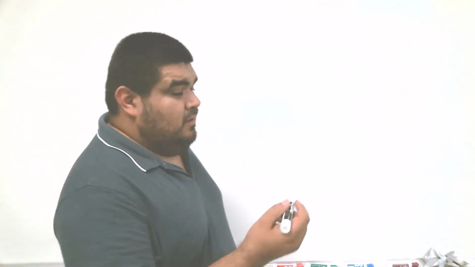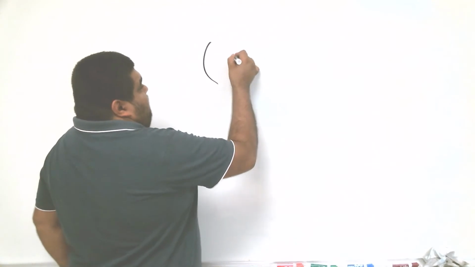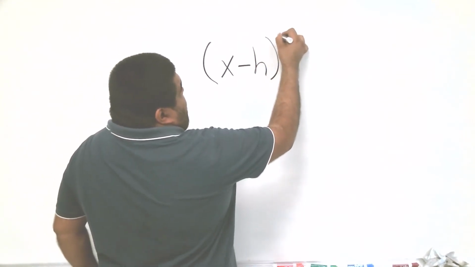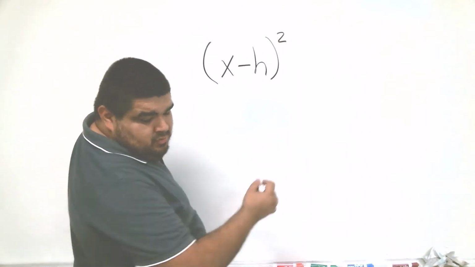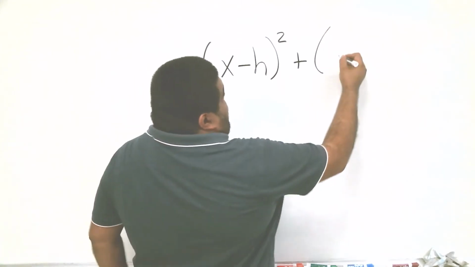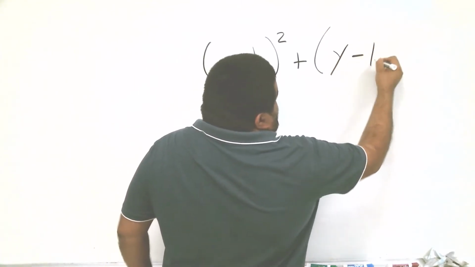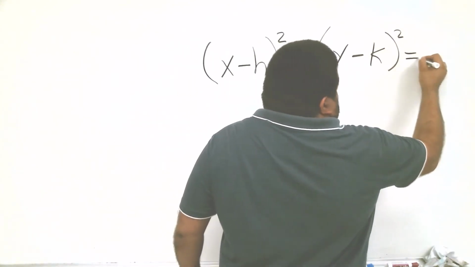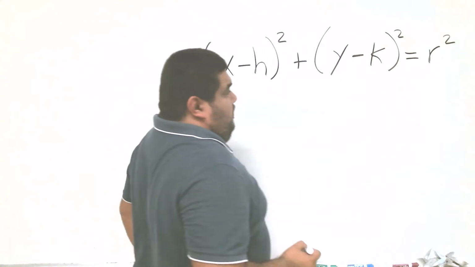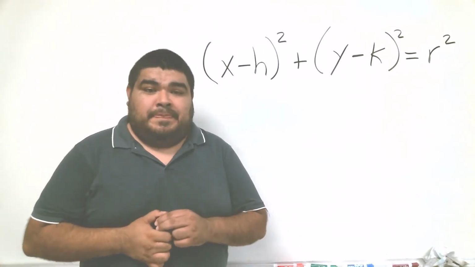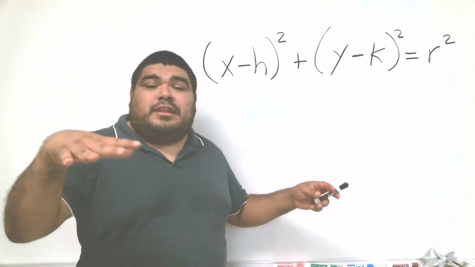All right, guys, the equation you're going to need for today is parentheses x minus h close parentheses square plus parentheses y minus k square equals r squared. Okay? That is the equation we're going to use today. All you have to do today is get familiar with that equation.